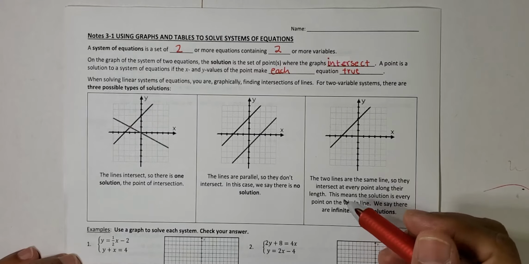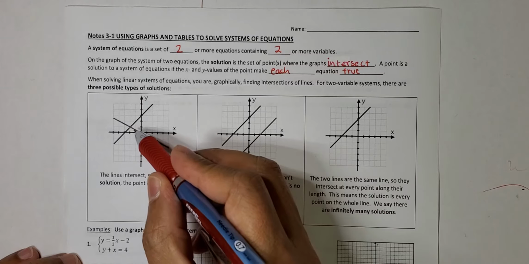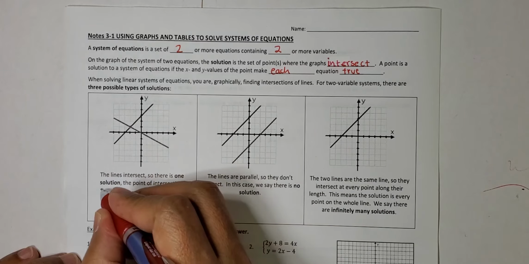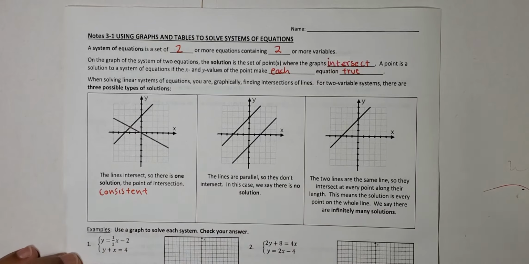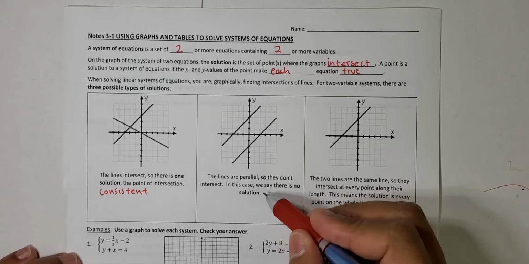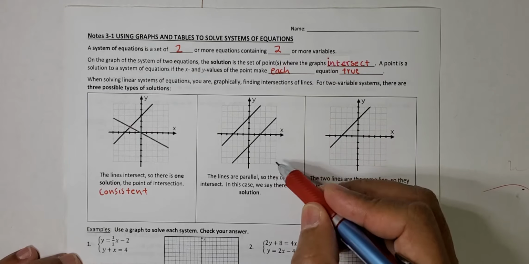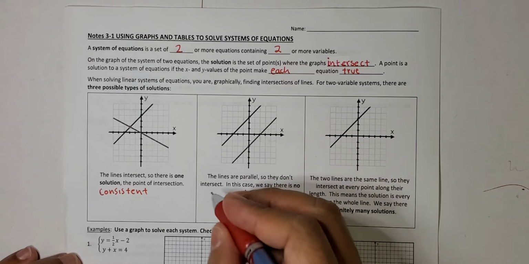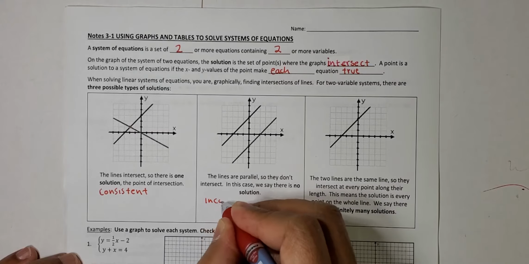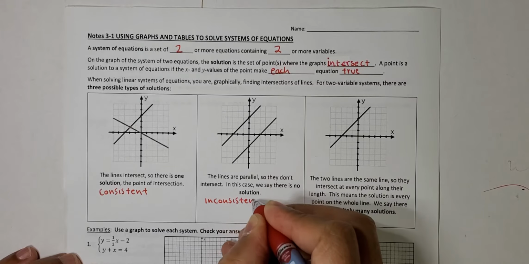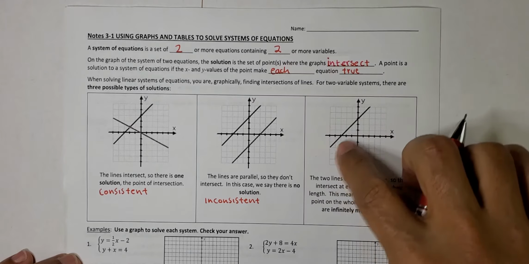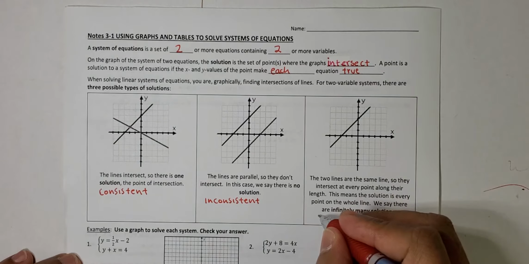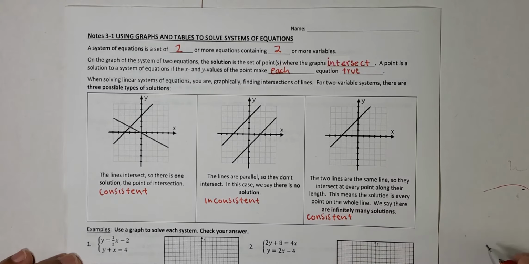Okay, so we have some fancy terms that I'm going to go over next. If a system has at least one solution, which is the case here, then we call this a consistent system of equations. What happens when there is no solution, meaning the two lines don't intersect? In this case, they're parallel. Then we call this an inconsistent system. Okay, so this one is inconsistent because there is no solution. What if you have infinitely many solutions? Then as long as you have at least one solution, this system is also called a consistent system.